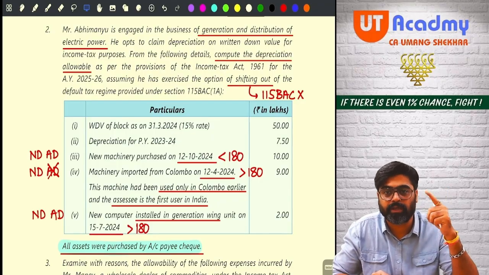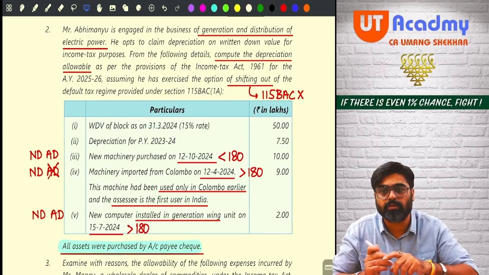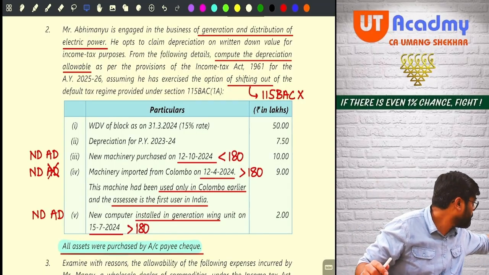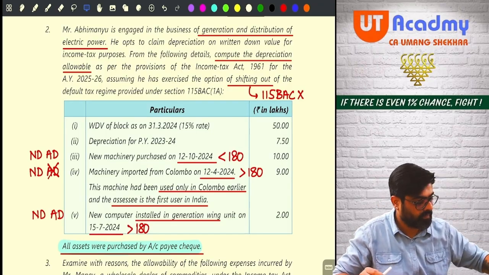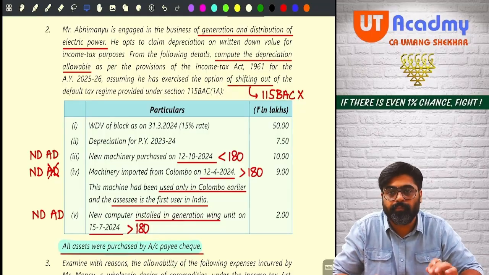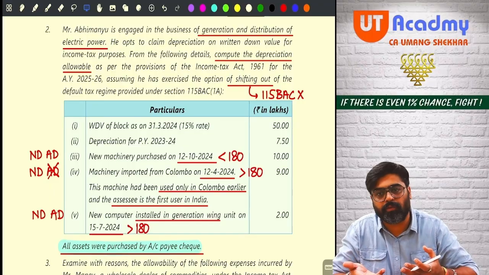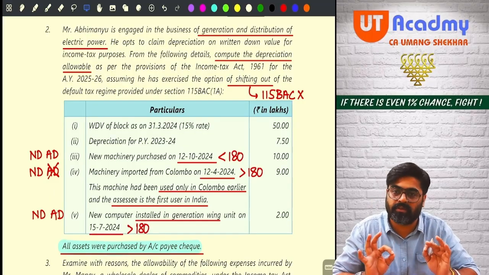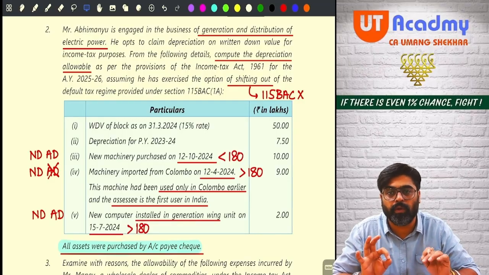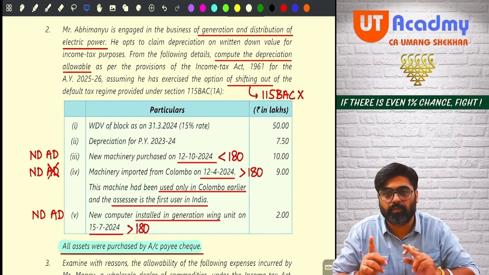If this option was taken in the first year, then in the first year and in all the subsequent years the depreciation will be available on WDV basis. So this assessee has already opted for WDV basis. So even if the business is power business, we are not going to calculate depreciation on SLM basis. We are going to calculate depreciation on WDV basis only, on the value of the block.